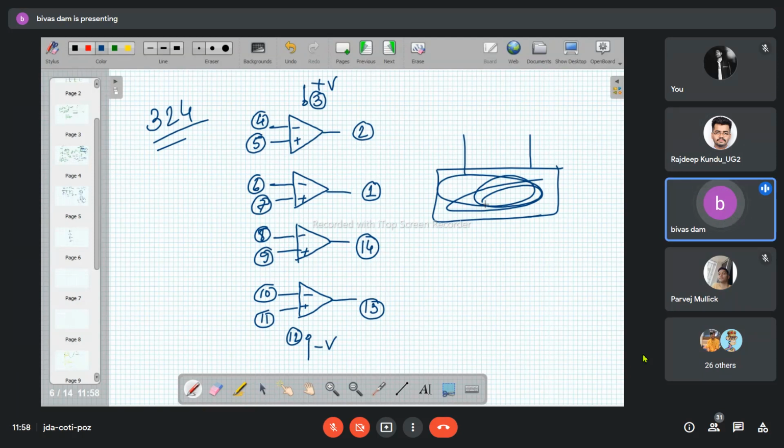Fine. Now these 741 and 324, they are mainly used in amplifier applications. Amplifier applications means, will they operate in saturation region? No, there will be only linear region. But remember, so far we have seen that these op-amps cannot be used in linear region in the open loop mode.